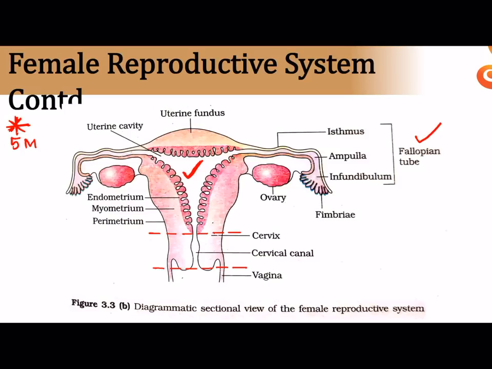So let us start with the fallopian tube. Even before that, it's understood that there is a pair of the primary sex organs. See here, I'm shading it for you. The primary sex organs are the ovaries.